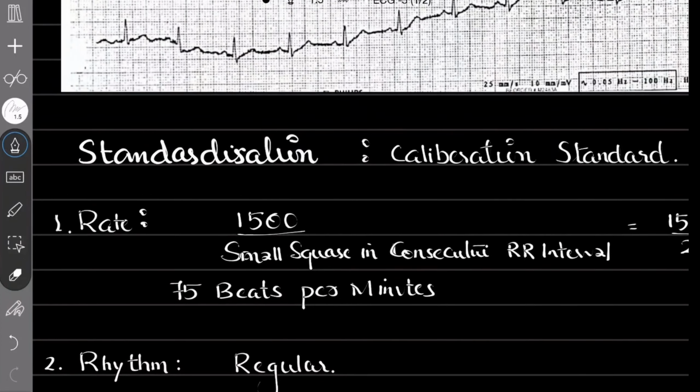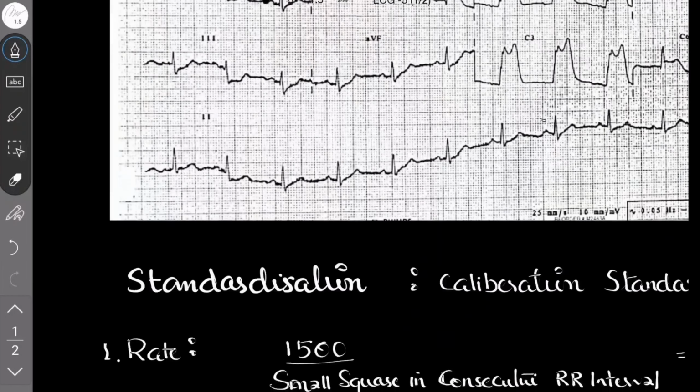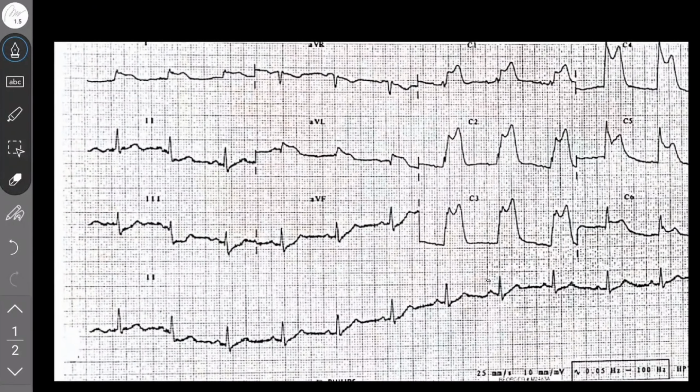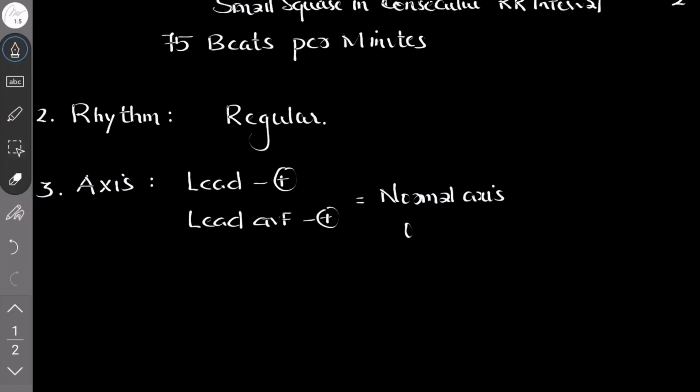Next, we check for the axis of this ECG. Among axes, we check lead 1 and lead AVF. Lead 1 is positive, lead AVF is also positive. Check lead 2, lead 2 is also positive. So we conclude it as a normal axis, ranging from -30 to +90.